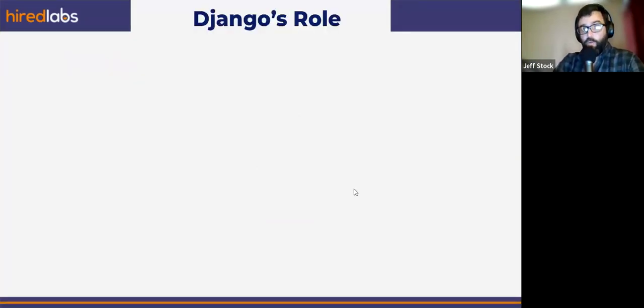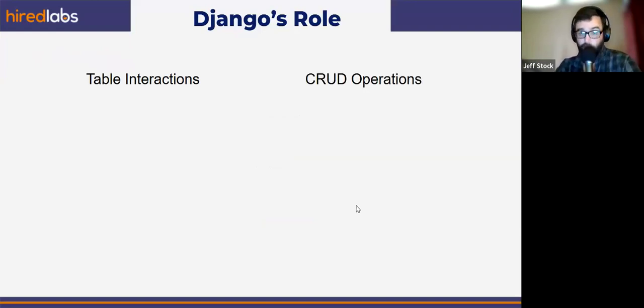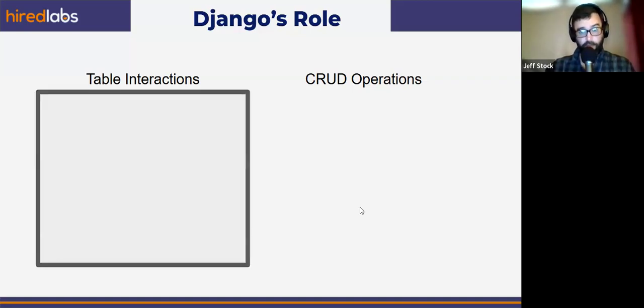And this is a real quick mention of what Django is doing in all of this and where Django fits into this whole process, right? So it's going to do our table interactions. It's going to do the things that create the table, and it's going to do the CRUD operations explicitly. We can explicitly define each of those CRUD operations from the web interface to the database. And that's what Django is going to help us with.